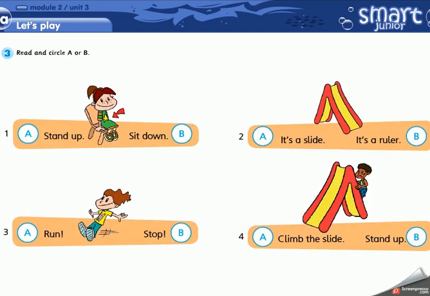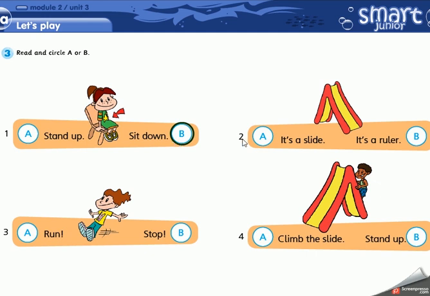Now let's see exercise number three. We have to read and circle either A or B. Okay? So this picture is stand up or sit down. What do you think? A or B? Is it stand up or sit down? So it is, yes, it's B. Sit down.